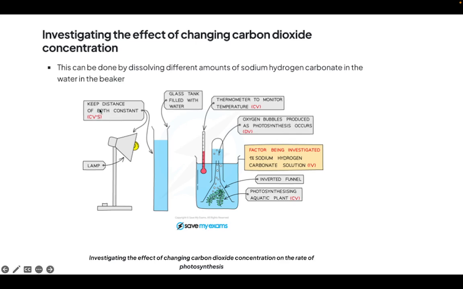We are keeping the same distance, all right? Keeping the same temperature as a control variable. We're only changing the source of carbon dioxide.